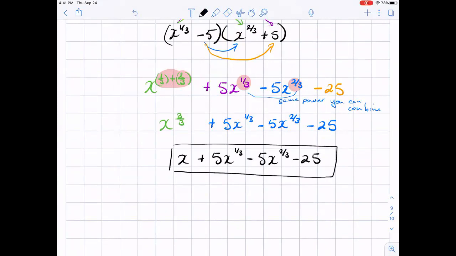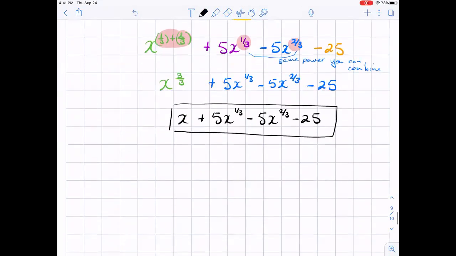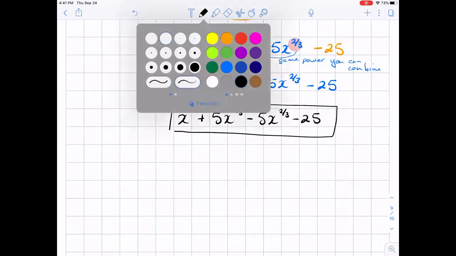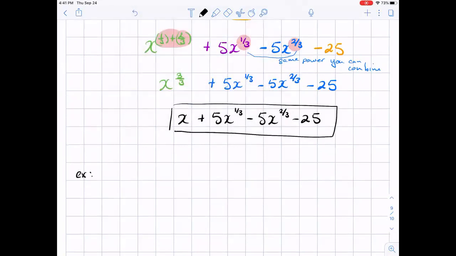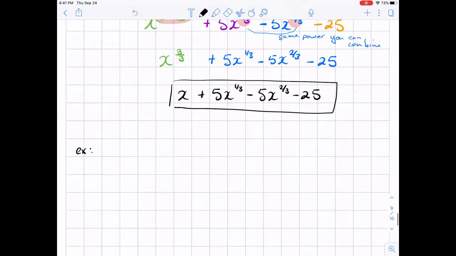And it doesn't matter how difficult I make this, okay? Then you should be able to multiply it out. Now, I want to stress here an example that I usually see a big mistake on, right? A major mistake when it comes to this example. Suppose I have x to the 1/3 minus 5, quantity squared.